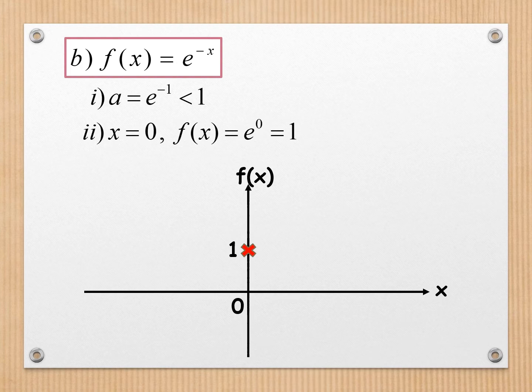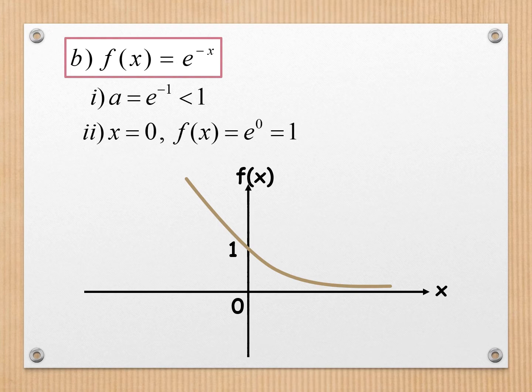So we plot near the x-axis. Then when x is approaching negative infinity, it becomes e to the power positive infinity. So f(x) is approaching positive infinity. So then we connect these three points, and we get the graph of f(x) equals e to the power negative x.